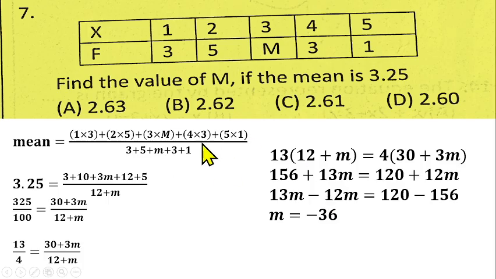So our m can never be negative. So there's an error in the question given. I think the question given is incorrect. But if you are given a question like this, this is how you are going to go about it. There's an error in the question given, I think.